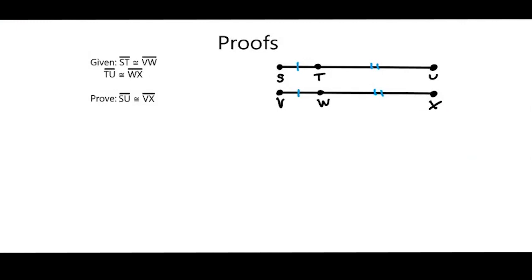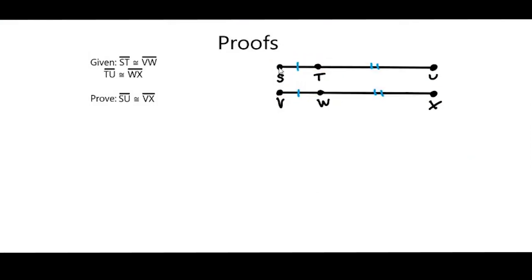Hello again. Today we're going to be writing a proof. This time we are going to do a 2-column proof. So here I am given that line segment ST is congruent to line segment VW. I am also given that line segment TU is congruent to line segment WX. We are being asked to prove that line segment SU is congruent to line segment VX.